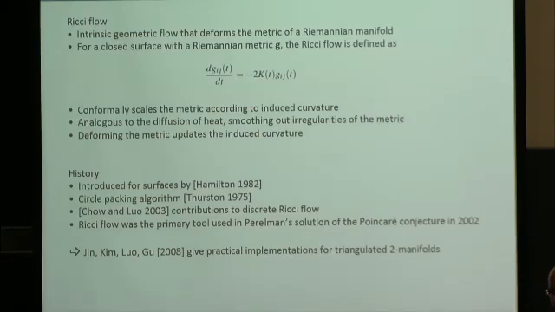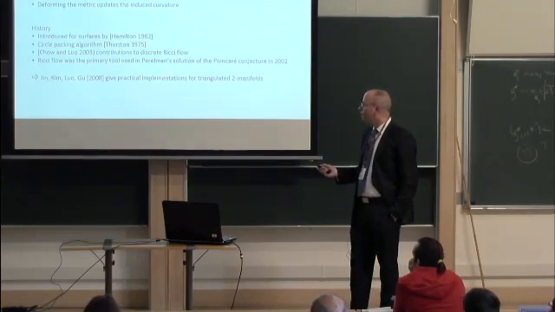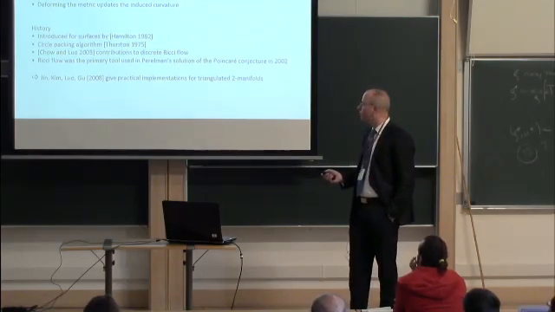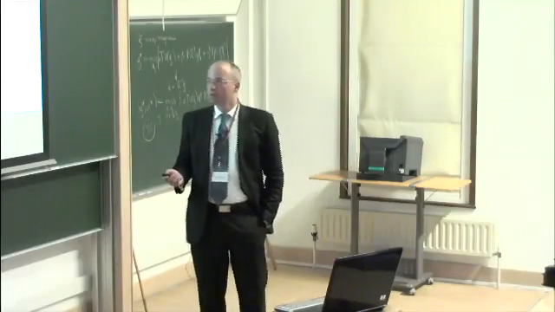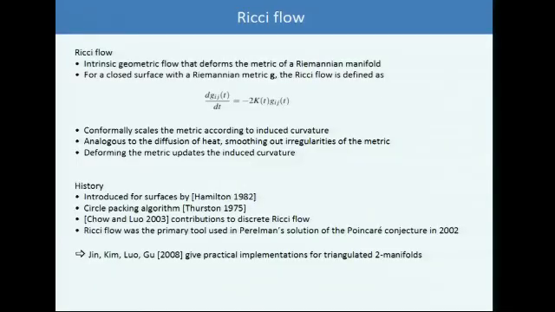The history of Ricci flow is quite interesting. I'm sure many of you are familiar with it. It was introduced in the 80s by Hamilton, and then subsequently refined by several others. Ricci flow was the primary tool used in Perelman's solution of the Poincaré conjecture in 2002. And then Perelman subsequently was awarded a Fields Medal as well as $1 million for his solution, both of which he subsequently declined. It's quite a fascinating story. For us, we're most interested in using Jin et al.'s paper. They provide very practical implementations for triangulated two manifolds.